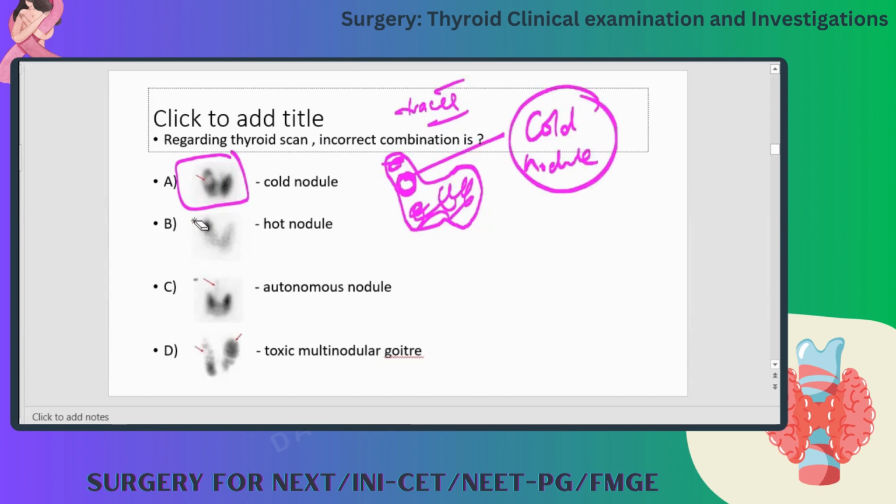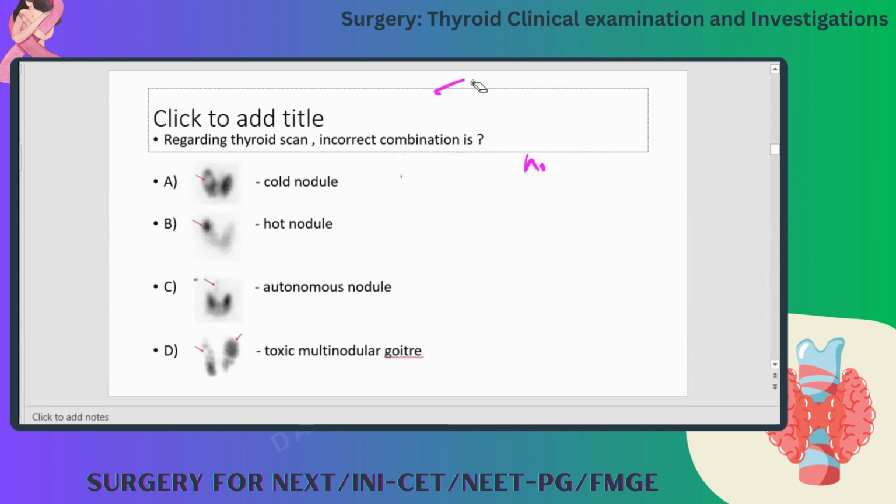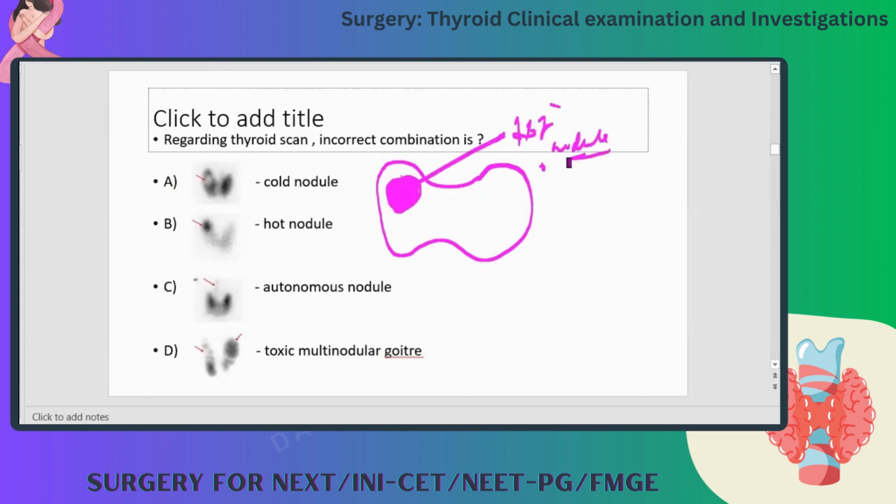Clear? So this is one. See this picture, the second picture. This is the thyroid. Much of the tracer is concentrated here only. So this is a hot nodule. This is a hot nodule. So just see this. This is a cold nodule. This is a hot nodule. Got it?